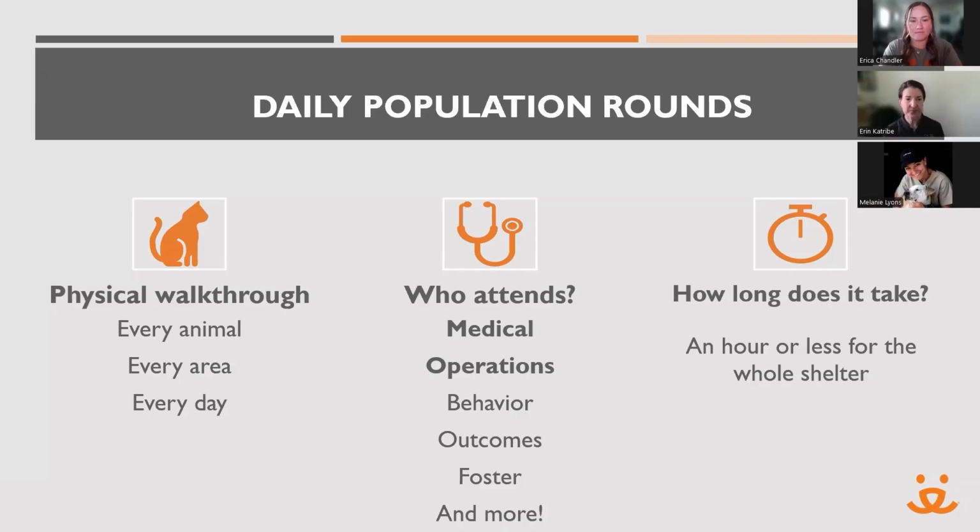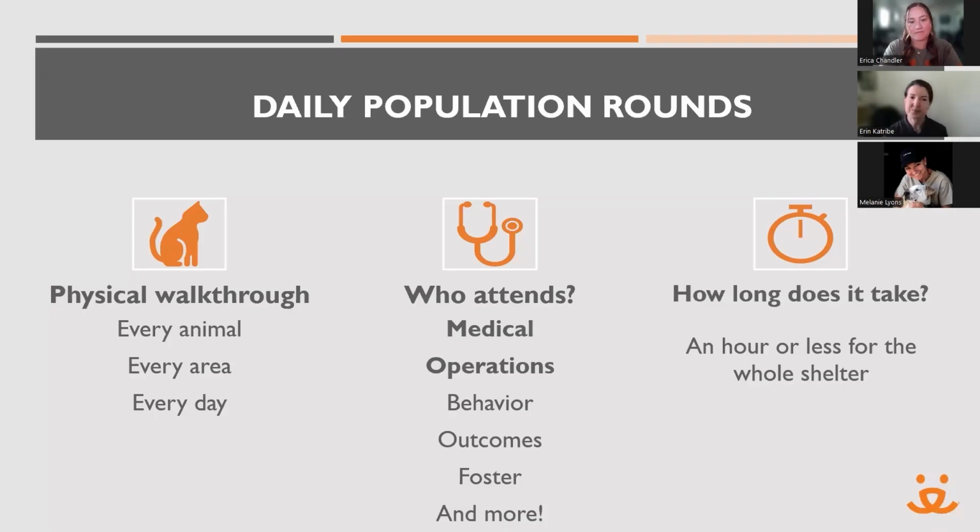Who attends? I have a couple in bold. So it's somebody from medical, somebody from operations, and that's kind of the minimum. And who can be variable depending on what kind of staffing you have at your shelter. And if you have, for example, a behavior department, include somebody from behavior, somebody from outcomes, somebody from foster care, and potentially even more that we'll talk about. But really that core is going to be always somebody from medical and somebody from operations, and then other departments as applicable, depending on what your staffing looks like.